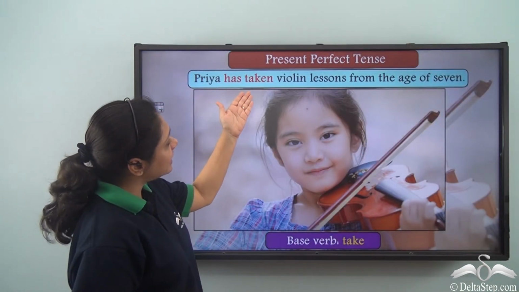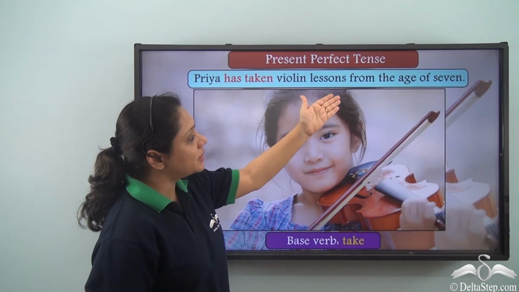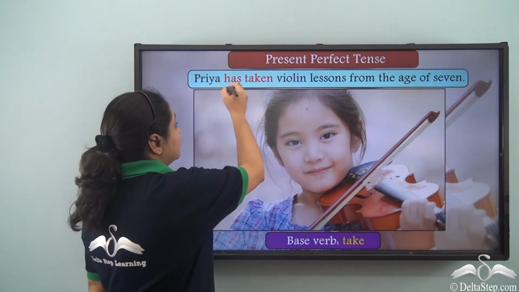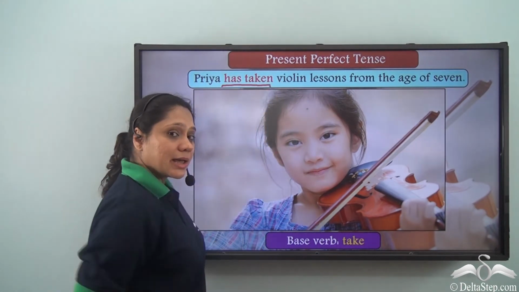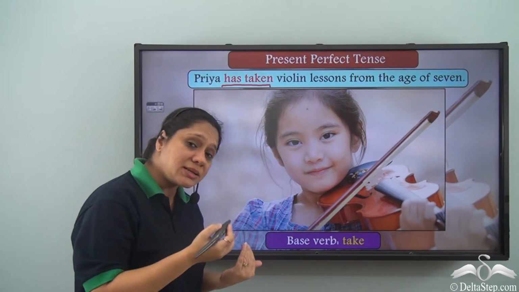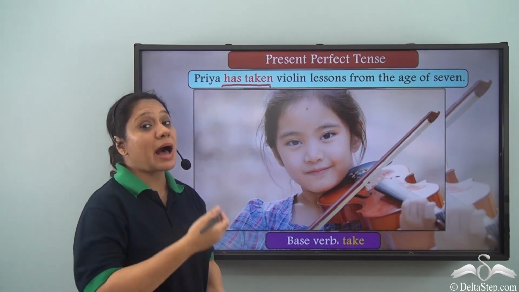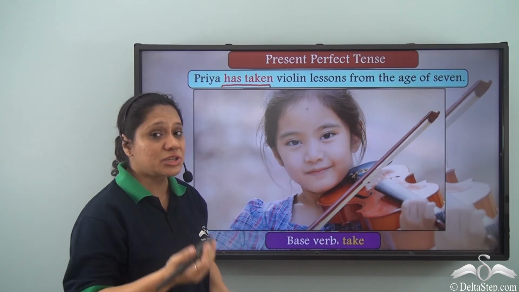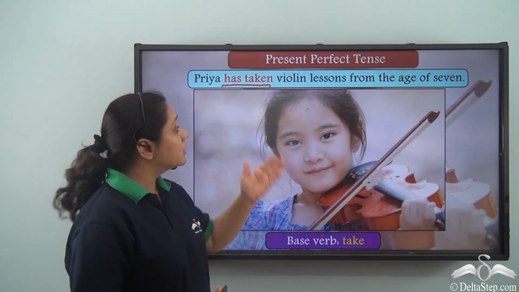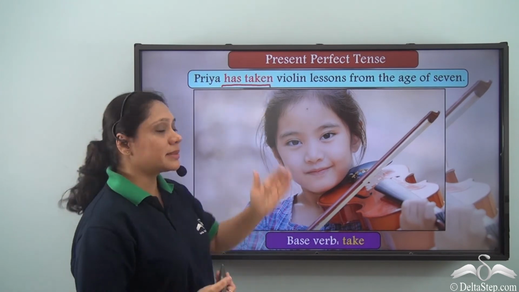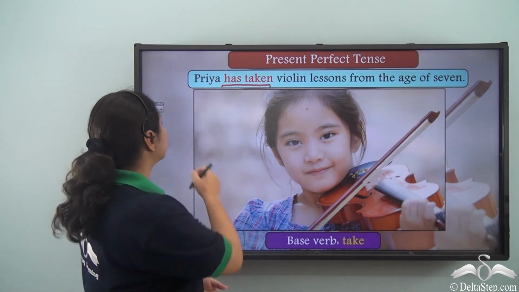Priya has taken violin lessons from the age of 7. Has taken, that means she had started taking these lessons when she was 7 and she might be continuing to take these lessons now. So, has taken is in the present perfect tense.